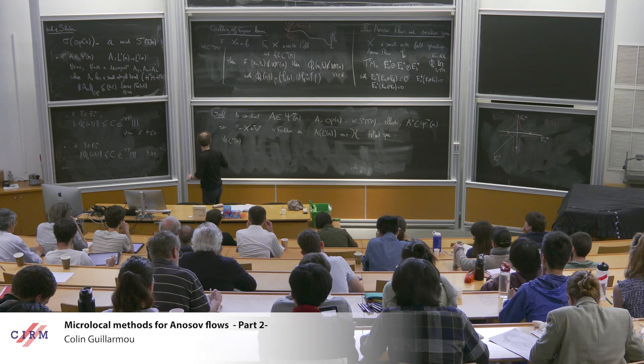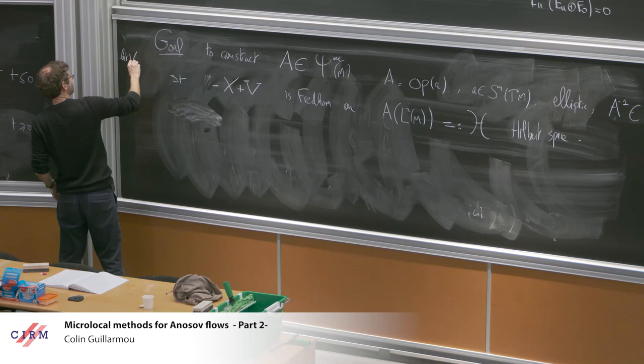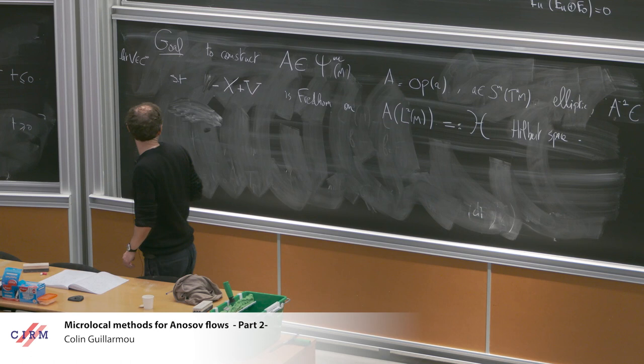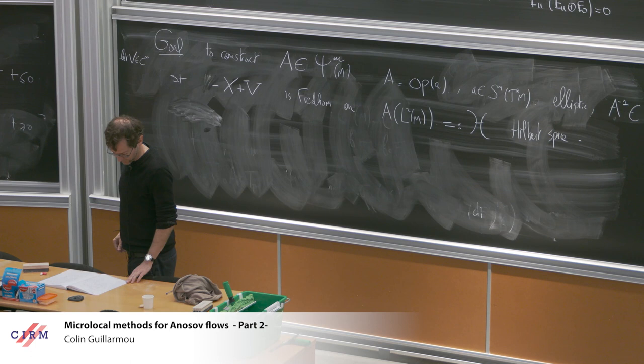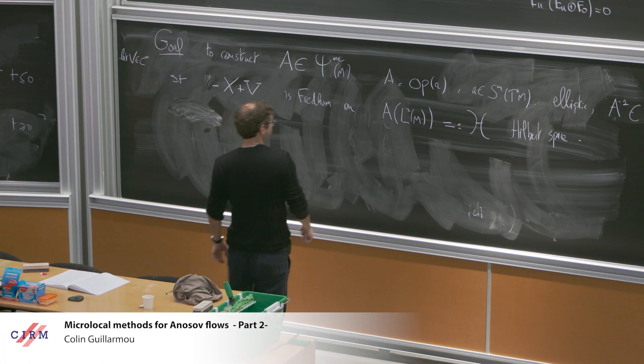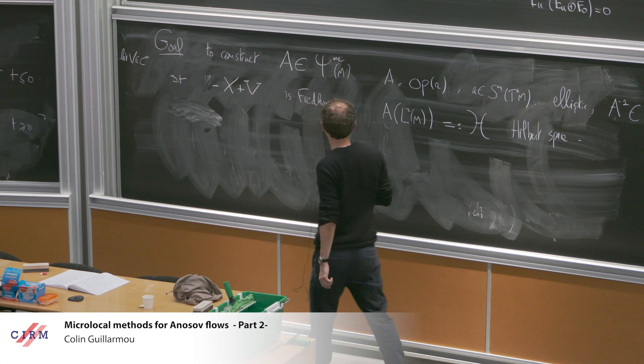Let V be a smooth function. A will not depend on V, just on the flow. That would be important. So I fix V. For any V, it's going to be Fredholm.